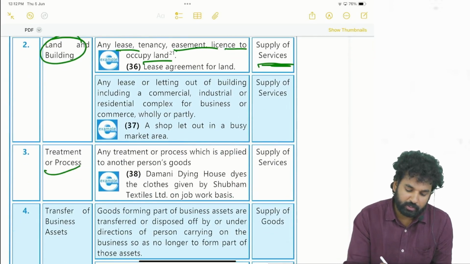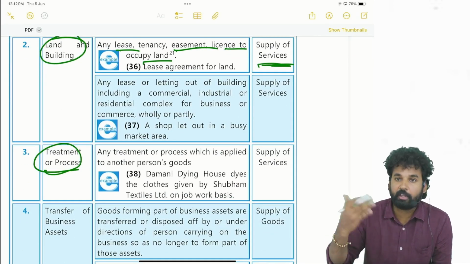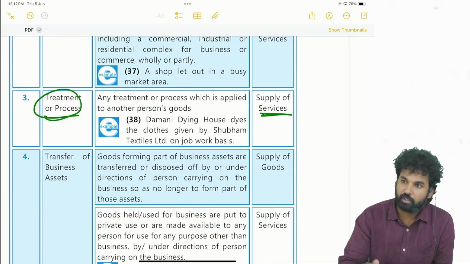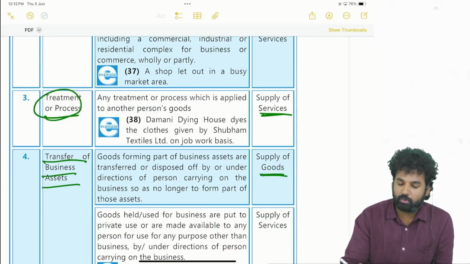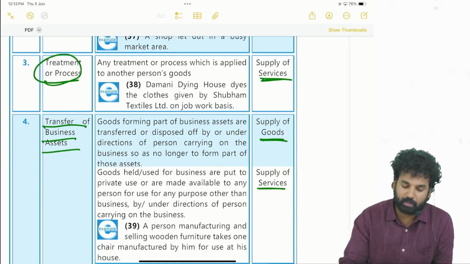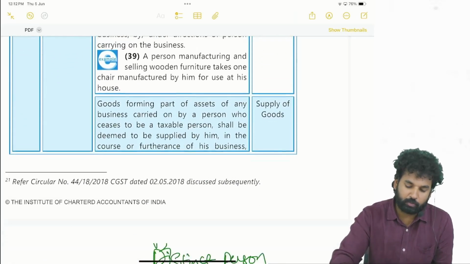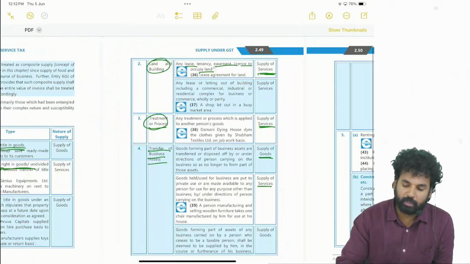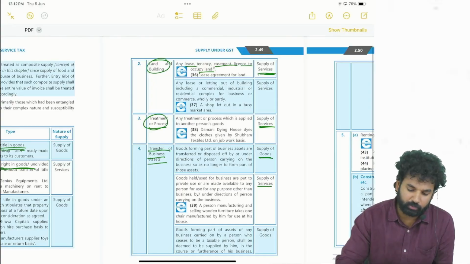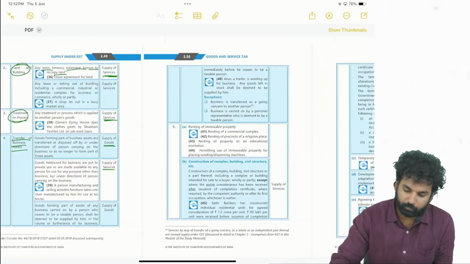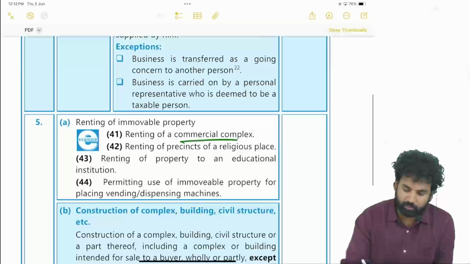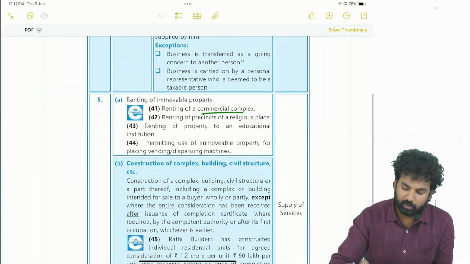Okay, next, third point, treatment or process on another person's goods, it is a supply of service. Next, transfer of business assets. If it is a permanent transfer, supply of goods. If it is a temporary transfer, supply of service. Okay, next, fifth point is with respect to building. Renting of immovable property, if it is a commercial complex, then it is a supply of service.